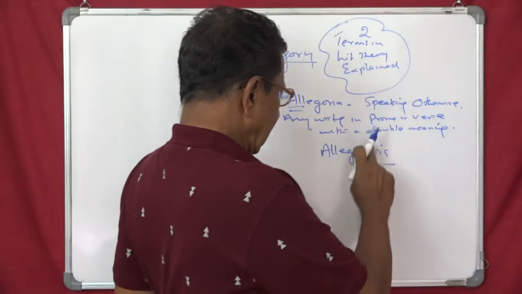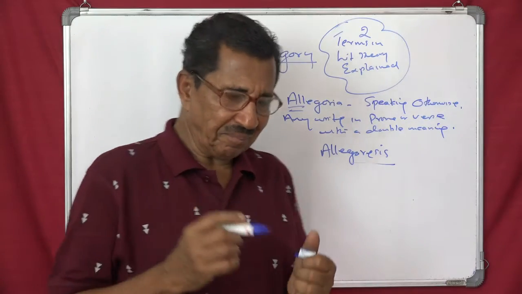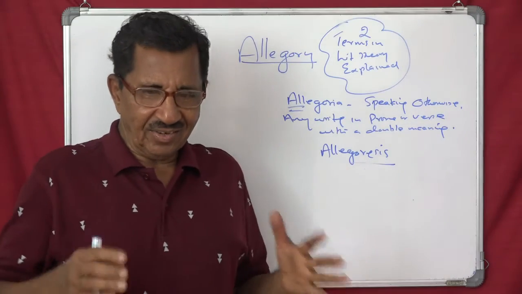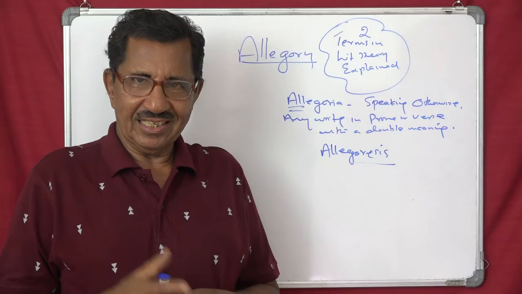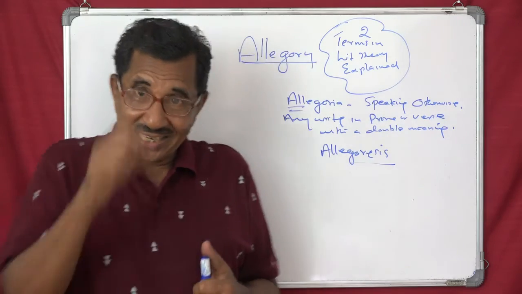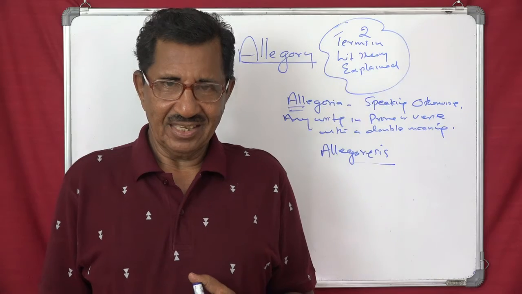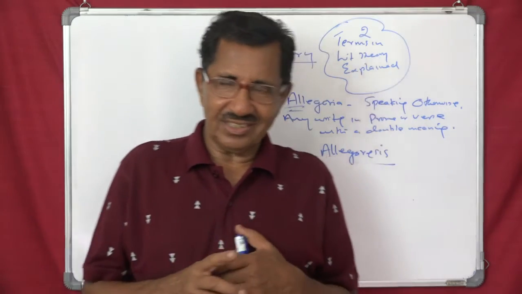Allegoresis. Allegoresis means you are trying to interpret a work of art as an allegory. Then that act becomes allegoresis. I think it is clear. These are very short definitions I am giving.